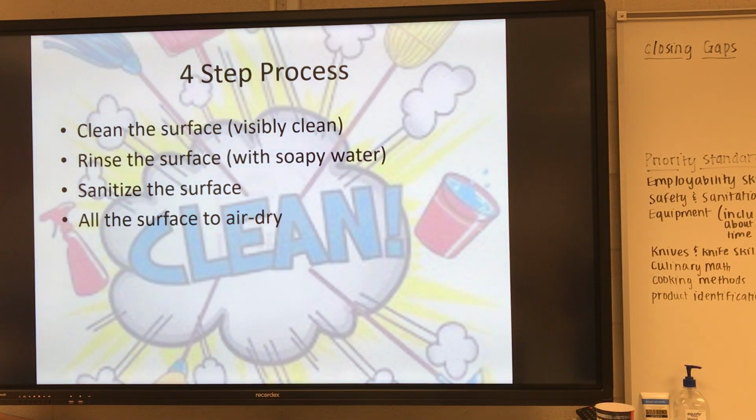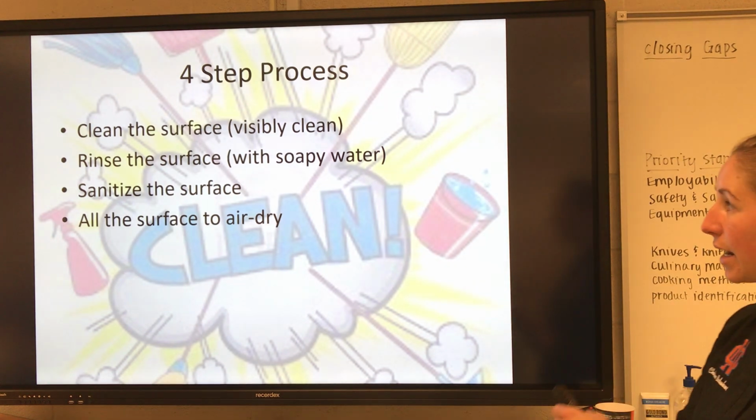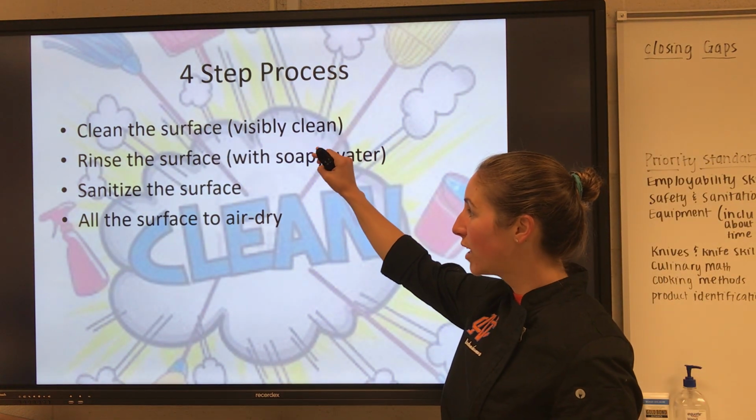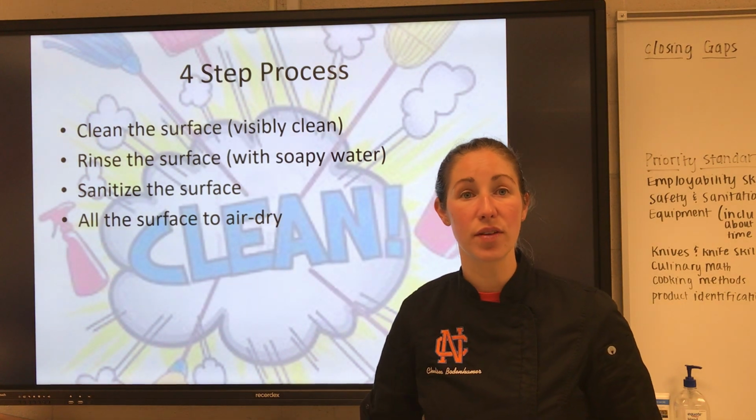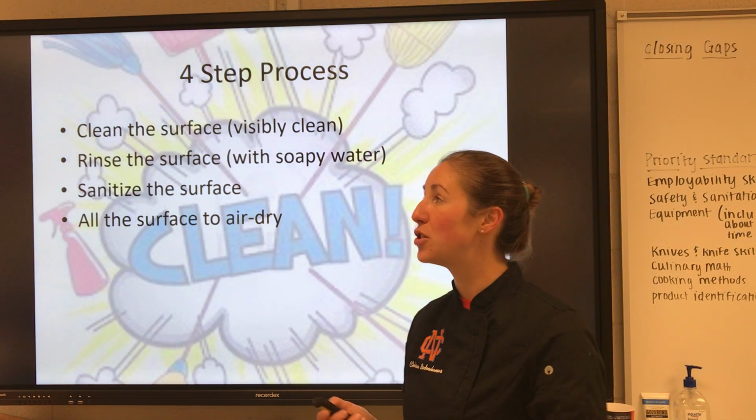So the 4-step process, just like the 4-compartment sink, except that now it applies to equipment and tables and this, that, and the other. So your 4-step process is, first, I want to clean the surface. I want visual cues with my eyes that it is visibly clean. After that, I want to rinse the surface with that soapy water. I want to sanitize the surface, and then I want to allow it to air dry, okay? We will always want to allow it to air dry. So visually clean, wash, rinse, sanitize, and allow the surface to air dry. Same process that we do with our dishes.